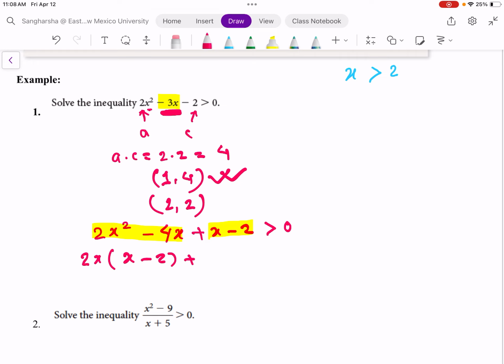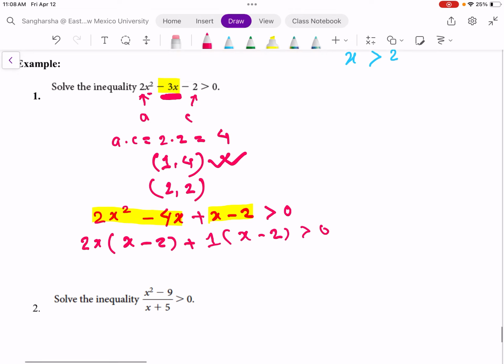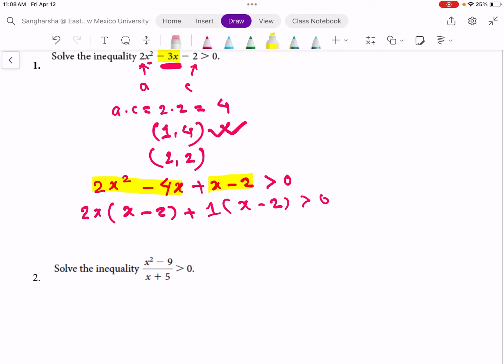We can always find positive 1 as a common factor, right? So let's factor out positive 1. So we have 1 as a common factor, so x minus 2 greater than 0. So we have x minus 2. So this factor is common. So let's factor out x minus 2, and the remaining we have 2x plus 1 greater than 0.